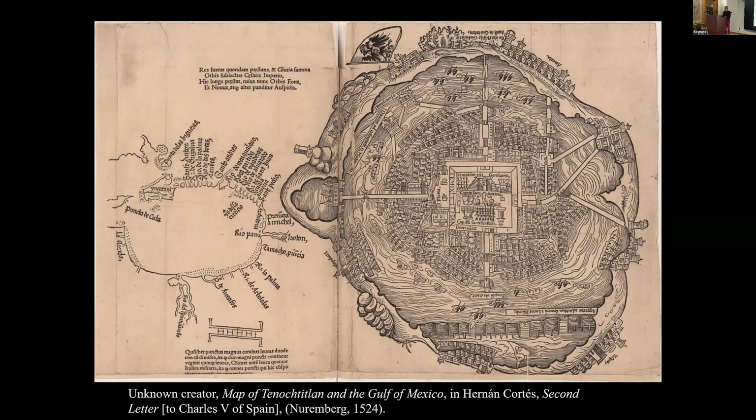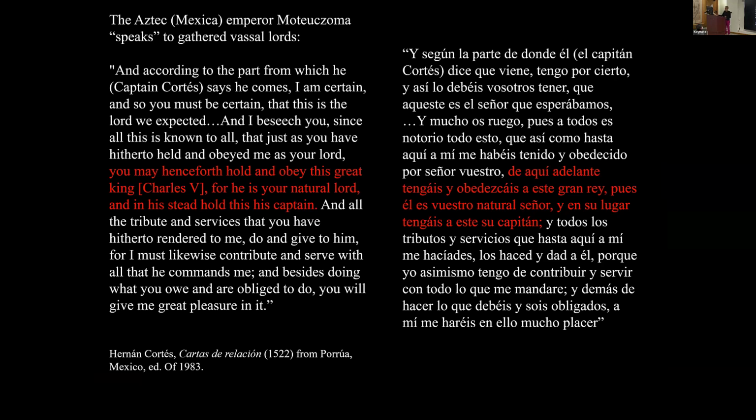Cortés, in this letter, recorded a speech that Moctezuma delivered to him, which I show you here in a Spanish original and English translation. In this speech, Cortés claims that Moctezuma gathered his lords around him and made this statement. I'll just read the part. He said, "You may henceforth hold and obey this great king," meaning Charles V, "for he is your natural lord, and in his stead hold his captain," that is Hernán Cortés, as his representative.